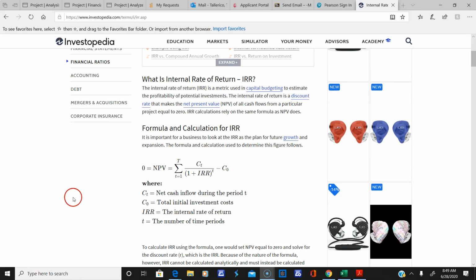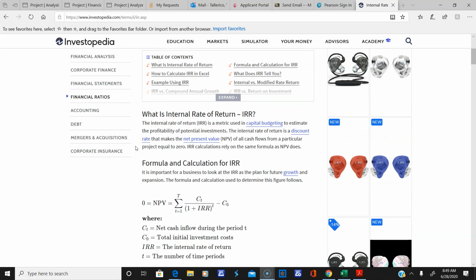So I brought up this article from Investopedia. By the way, Investopedia is a really great site, with tons of good information. This one is called What is Internal Rate of Return? The internal rate of return is a metric used in capital budgeting to estimate the profitability of potential investments. You should read this. It's great. The internal rate of return is a discount rate that makes the net present value of all your cash flows from a particular project equal to 0.